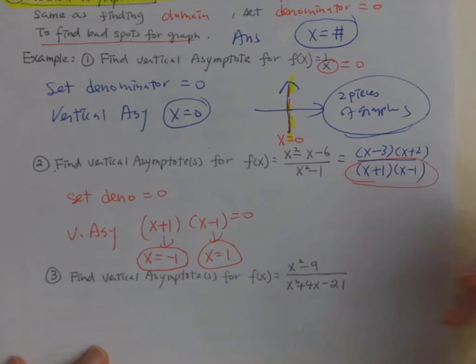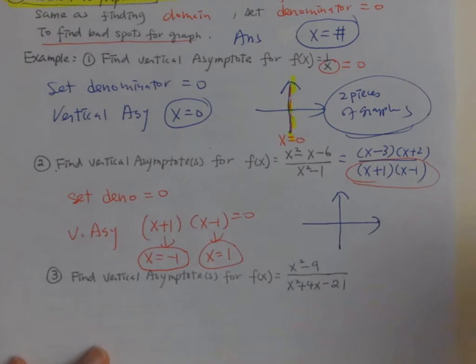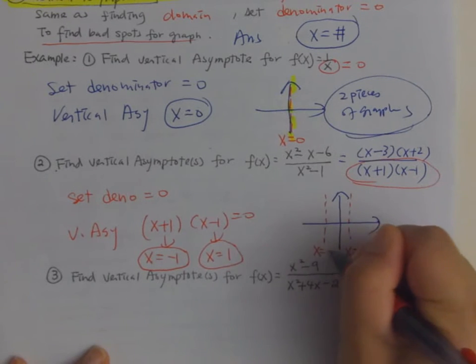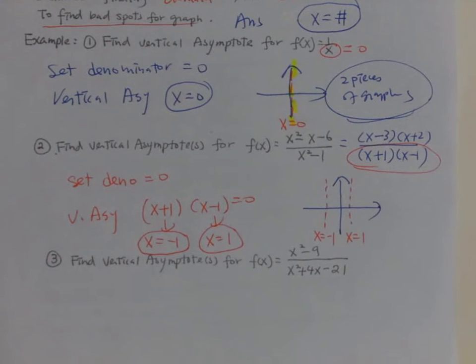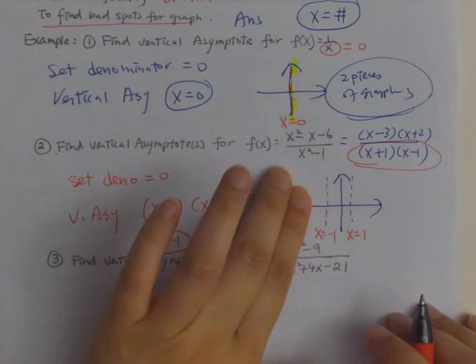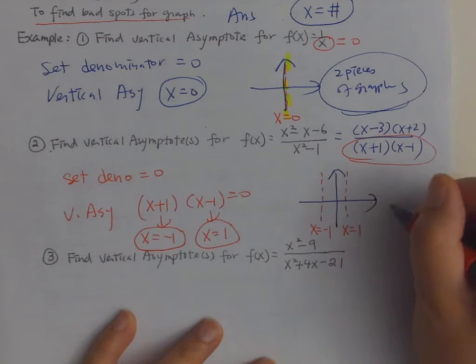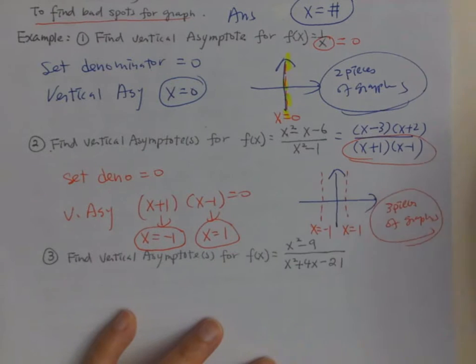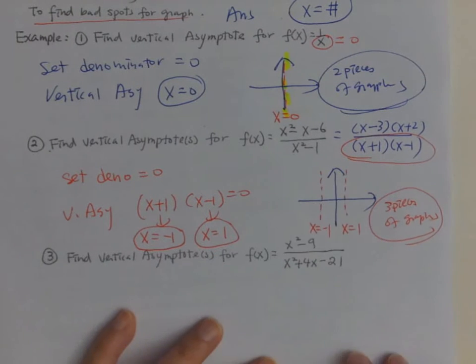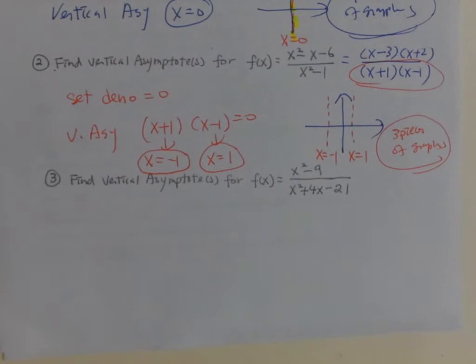So I have two vertical asymptotes. If I sketch it real quick, one would be at x equal to 1, and one would be at x equal to -1, right? If you look at this graph, how many sections do we have? 1, 2, 3. So if we have 3 sections here, then we're going to end up with 3 pieces of graph. So when you have 2 vertical asymptotes, you have 3 pieces of graph, okay? Alright, so the last one is kind of a special case.